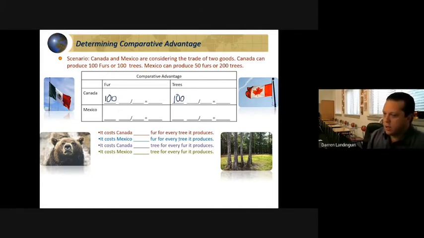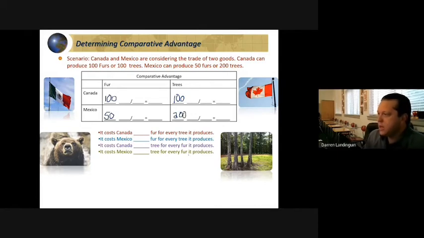So if Canada chooses to allocate their resources toward 100 fir, they're going to give up those 100 trees. And if they choose to go out and cut down 100 trees, they give up the 100 fir. So for them, it's clearly a 1 for 1, and it is also what we would call proportional cost and opportunity cost.